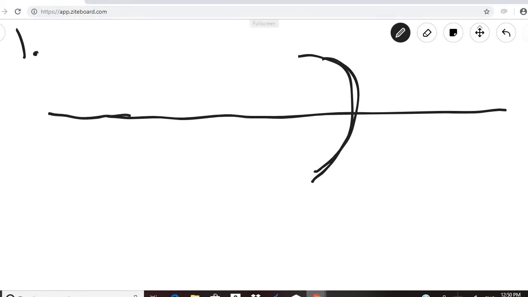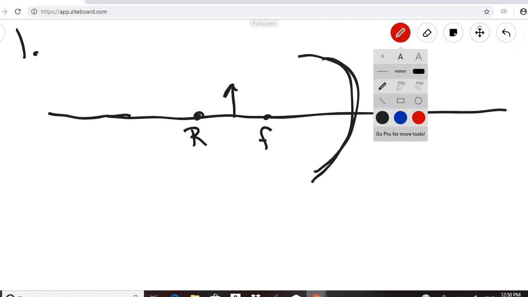So if the radius of curvature is 5, so that's R, that means that the focal point would be half of that, 2.5. And then the object is placed 3.5 centimeters. So we'll place that about right here. Okay, so then we are now ready to do our ray tracing.